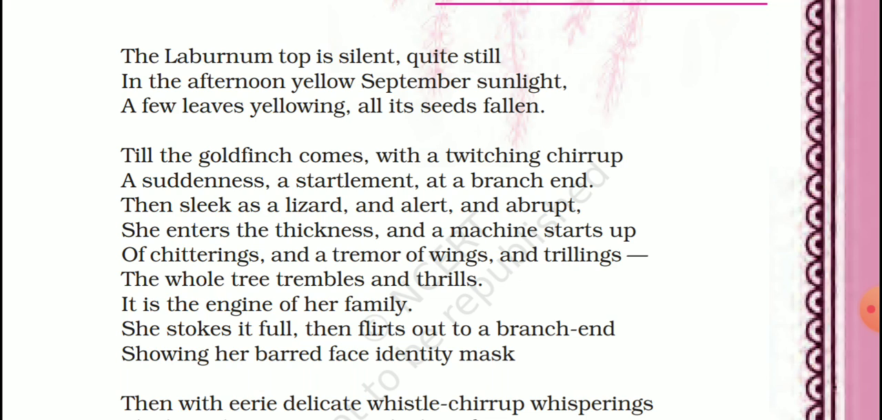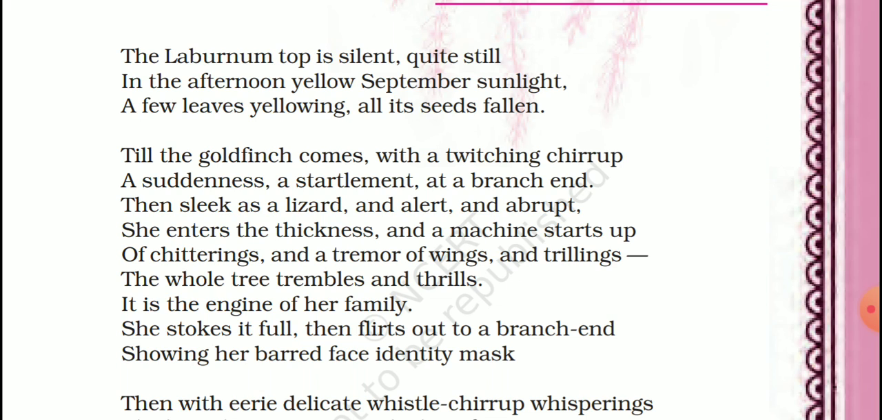So continuing with the second paragraph, it is the engine of her family. She strokes it full, then flirts out to a branch end, showing her bared face, identity, mask. So flirts out means leads on to. Strokes means to add fuel to the engine. So the laburnum tree and the goldfinch bird is the engine of her family.